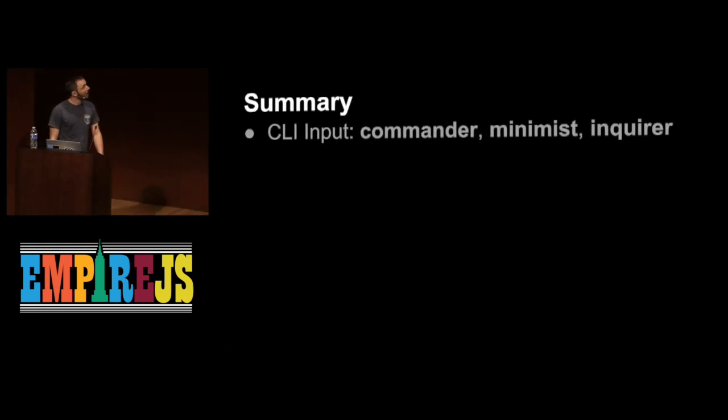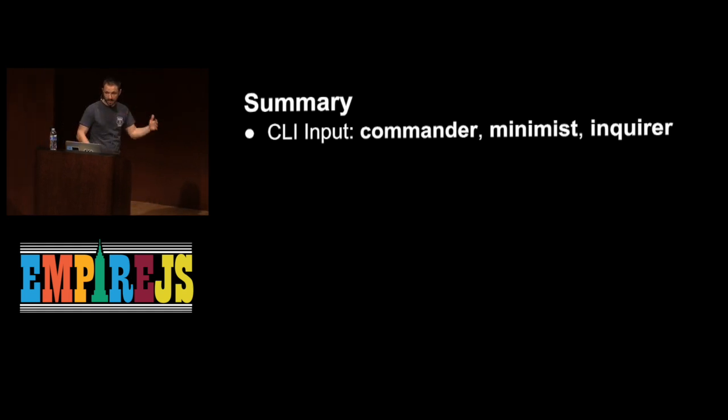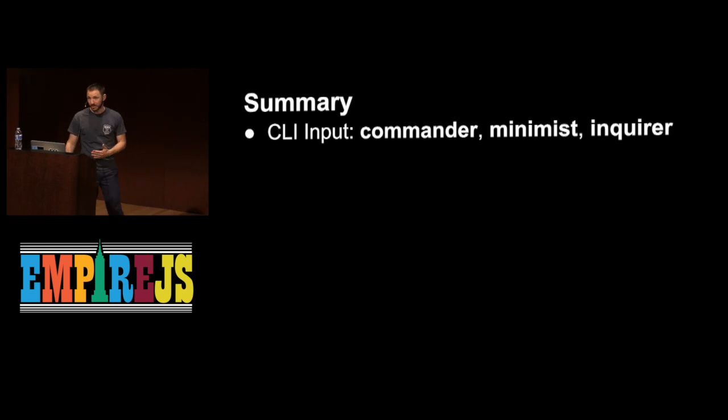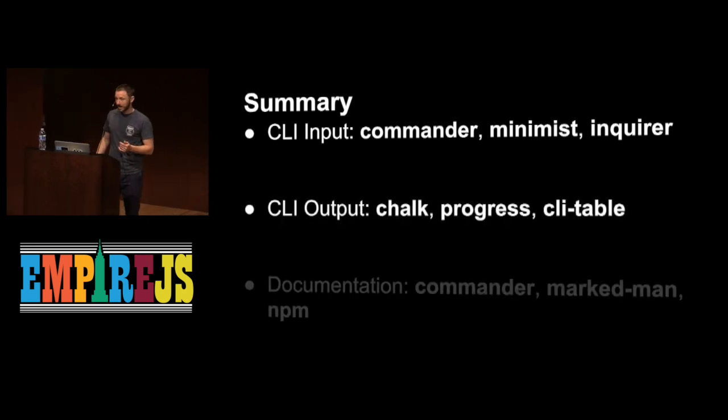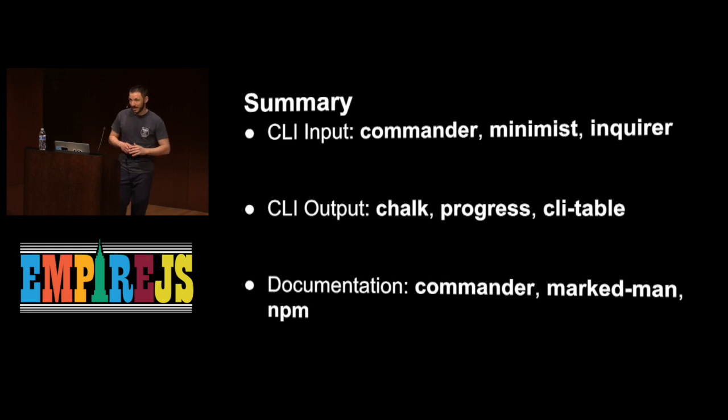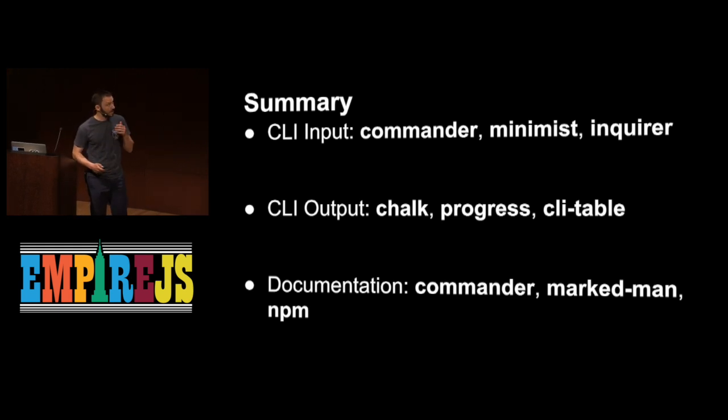In summary, we looked at some tools to help with CLI input: Commander, Minimist, and Inquirer. We looked at some tools to improve command line output, such as Chalk, CLI Table, and Progress. Whoopsie daisy. And finally, we looked at some tools to make sure we have good documentation, which is also very important, such as Commander, marked-man, and npm link for our man pages.